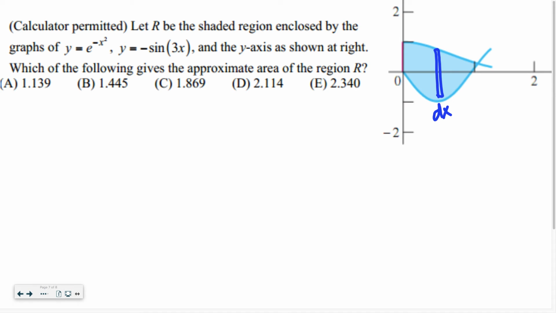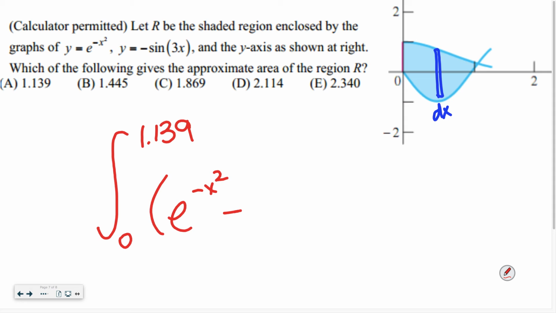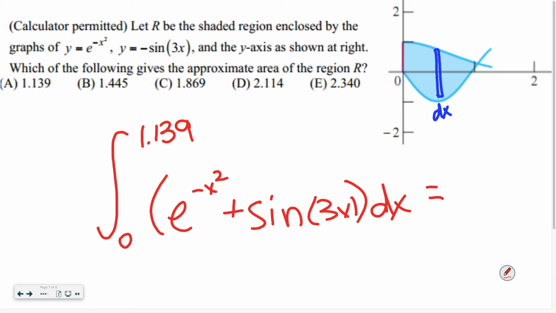All right, what do we get for our intersection? What's our intersection? Your intersection should be 1.139. There's multiple intersections, but that's the one that it's pointing to right there.